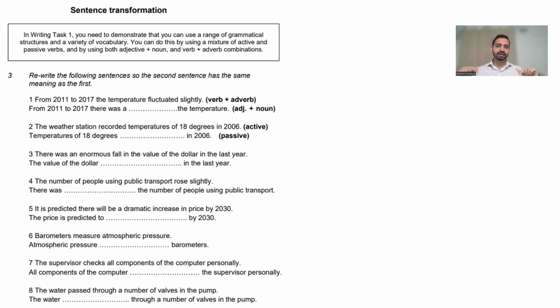Can you use adjective plus noun and describe the same thing? So in this one, from 2011 to 2017, there was, what is the adjective of slightly, right? You already know: slight. And what is the noun form of fluctuated? Fluctuation, right? Slight fluctuation, and then the temperature. So pause the video here, do this exercise on your own, and when you come back, we will review the answers.